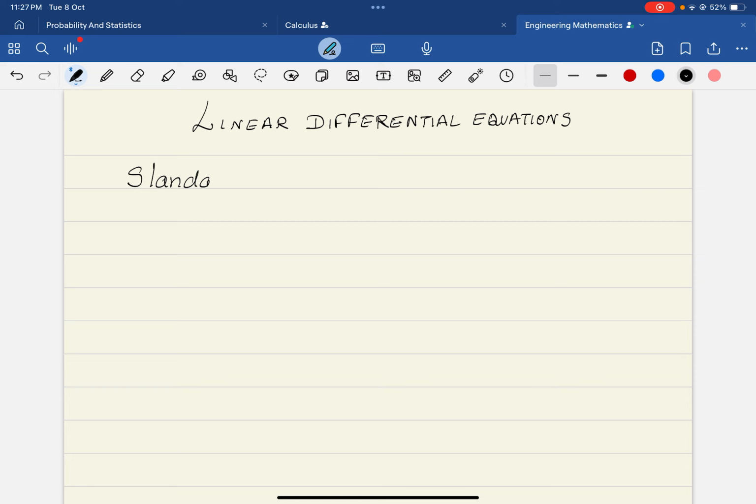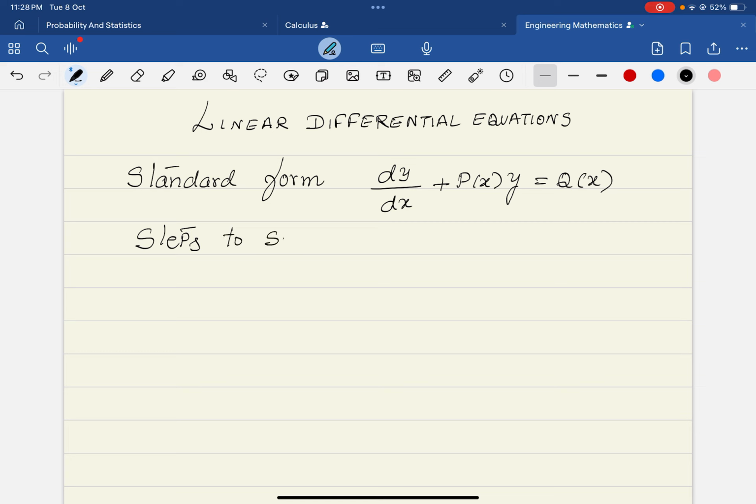The standard form of the linear differential equation is dy by dx plus p of x times y is equal to q of x. This is the standard form of the linear differential equation. There are some steps involved to solve this type of equation. So, steps to solve the linear differential equation.